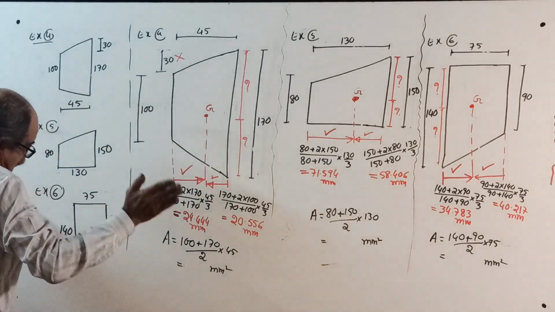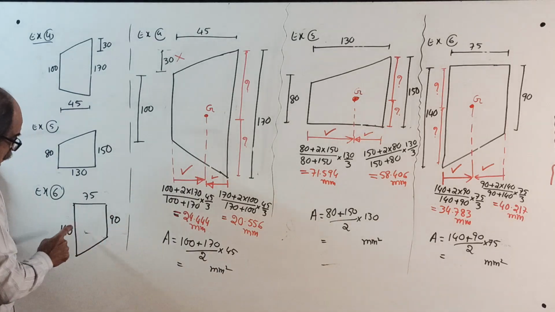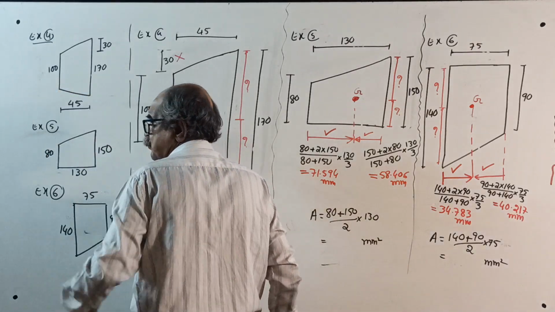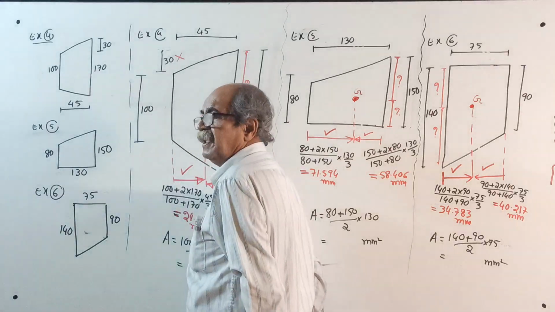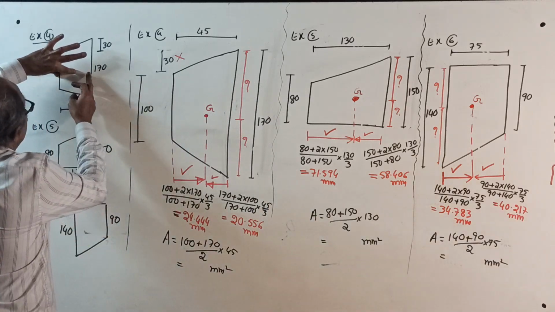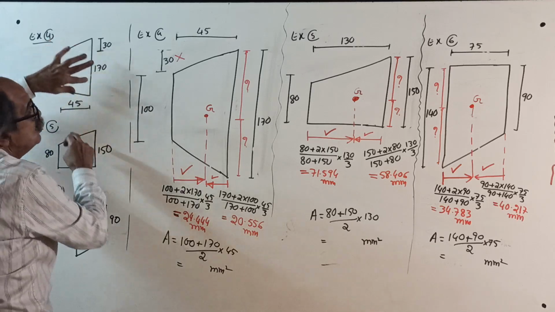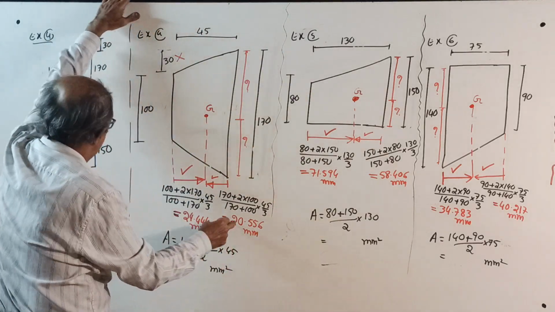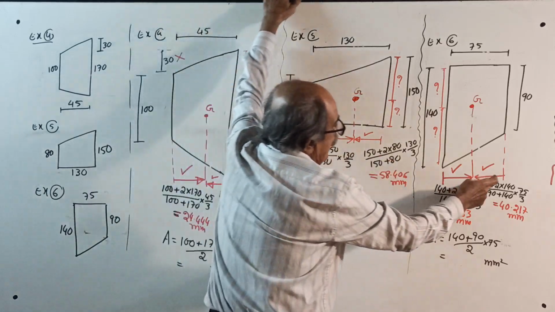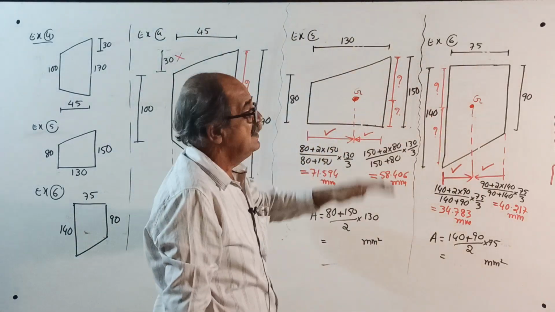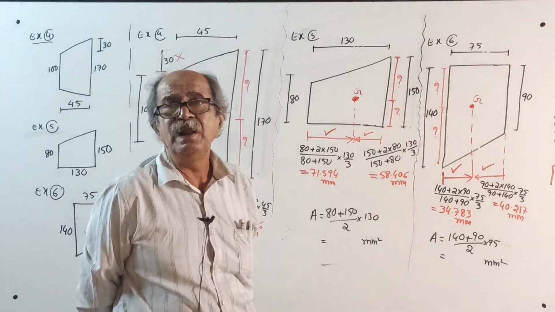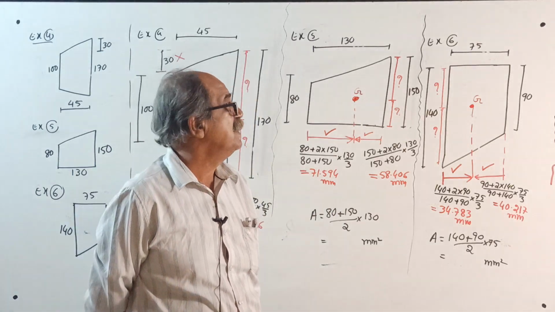From here, 140 plus twice of 90 by 140 plus 90, into 75 by 3. 90 plus twice of 140 divided by 90 plus 140, into 75 by 3. Of course, when you get this X bar and the other side X bar, if you add those two, you should get 45. If you add these 2 X bars, you should get total 130. Here, if you add those two, you should get 75. That's a check. Vertical distance here we can't do. Okay, over. This is the end of part 1 of the thorough understanding of the trapezium.